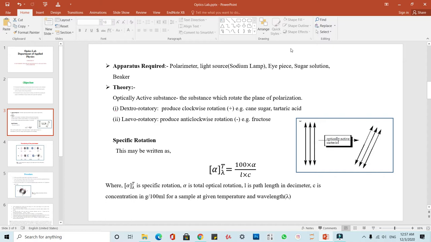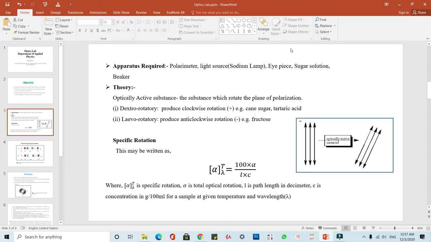beaker. It has been observed that there are certain solutions or naturally occurring chemicals which can rotate the beam of polarized light after it passes through the solution. These substances which rotate the plane of polarization are known as optically active substances. There are two types of optically active substances: one is dextrorotatory, and the other is levorotatory.